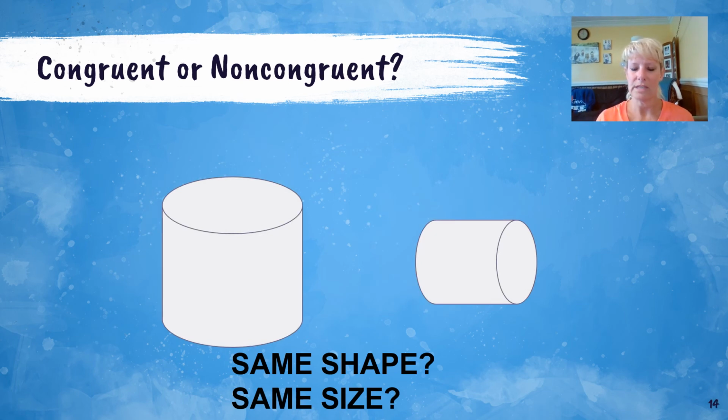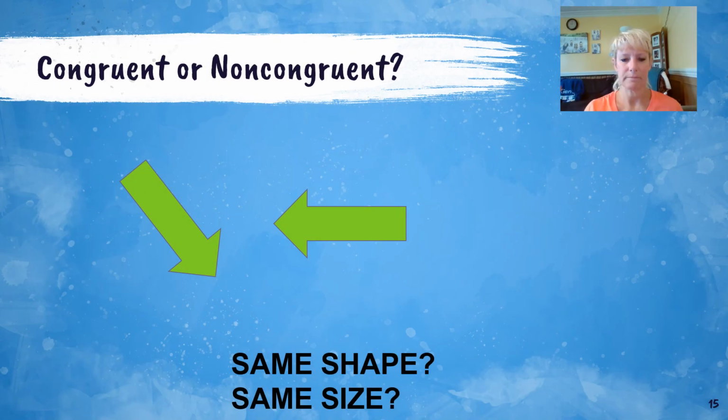Okay, what about these? They have the same shape, but they are not the same size, so they are not congruent. What about these? Okay, this is a little deceptive, but they are the same shape and they are the same size. These are congruent.